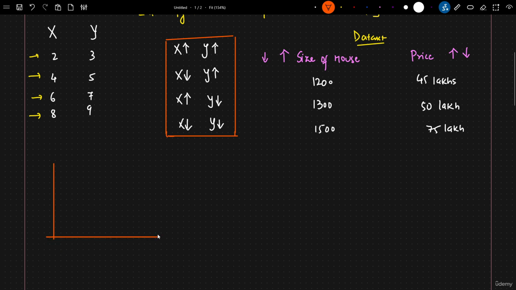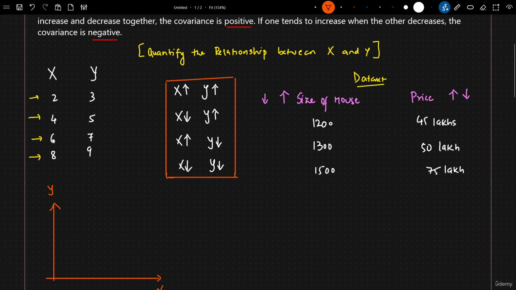Let's say this is my x comma y. Over here, I have my x, I have my y. Now let's focus on this x comma y. What kind of relationship is this data basically following? See, when x is 2, y is 3. When x is 4, y is 5. When x is 6, y is 7. When x is 8, y is 9, right?